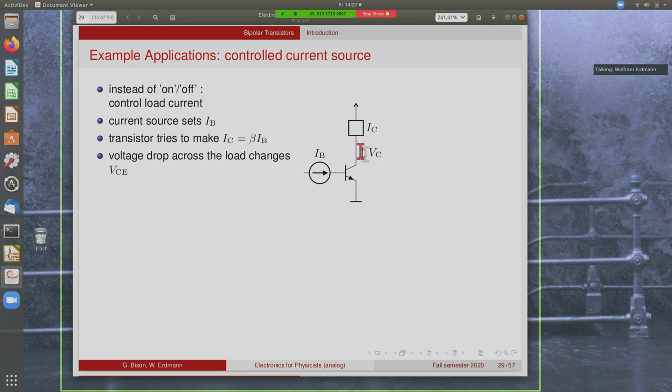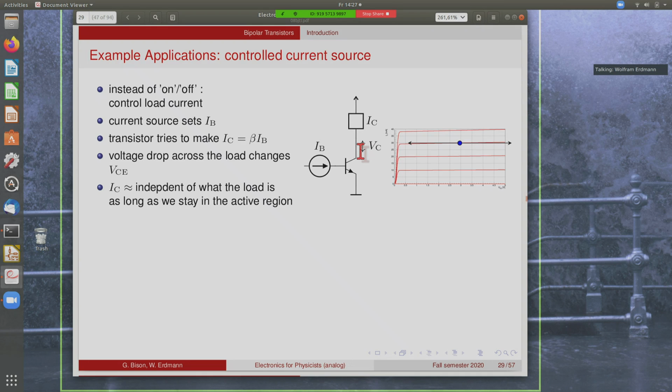But since we are at the collector and the dependence of the current on the collector voltage is very small, this will work. So this circuit will define the current in our load over a very wide range of voltage drops across this load. So it doesn't matter very much what kind of load we have here, or whether it changes over time or with some other parameters. The current will always be the same as long as you don't go into this saturation regime. So for now we assume that we stay in this active region here, and then the current is independent of whatever load you attach here.